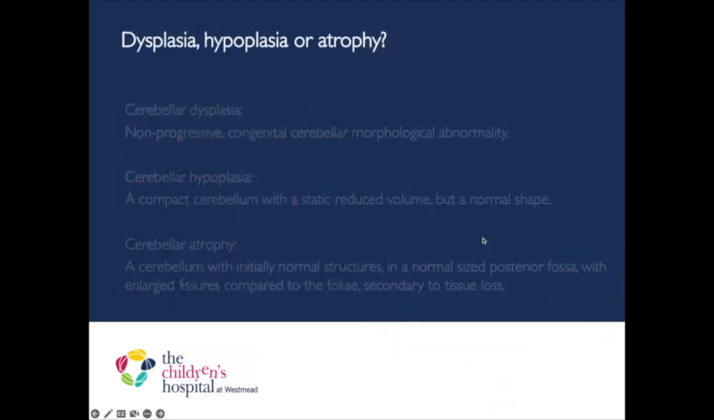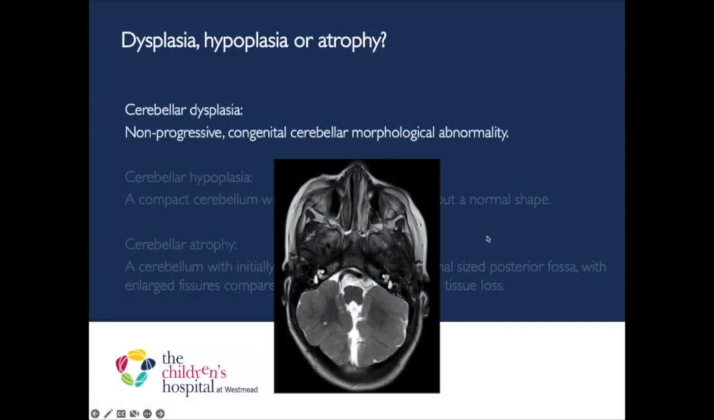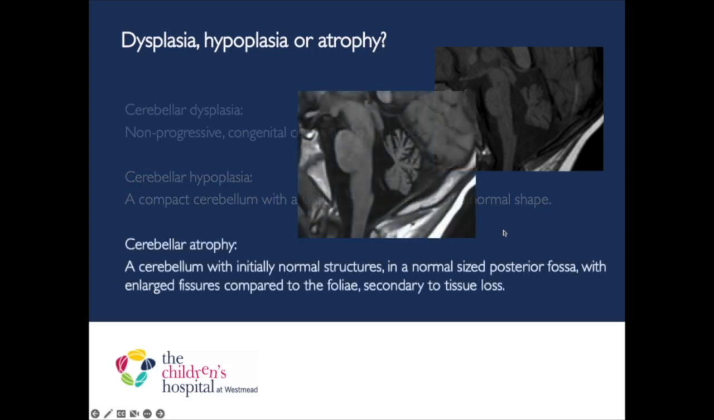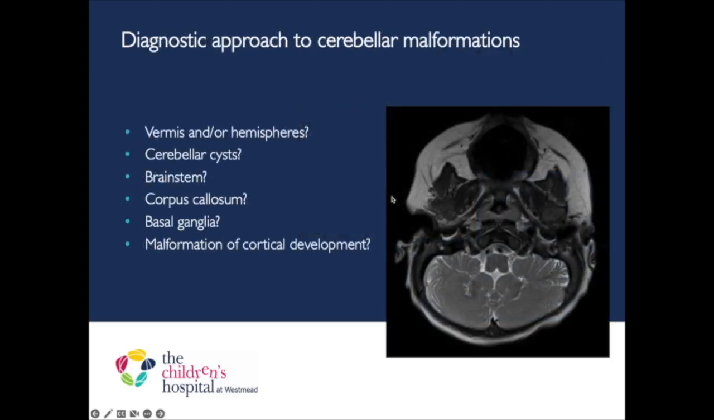All right, some simple definitions that were worth reviewing. Cerebellar dysplasia, which is what I'll be talking about today, or malformation, is basically an abnormal shape of the cerebellum. Cerebellar hypoplasia is a small but otherwise normal cerebellum, and cerebellar atrophy is a cerebellum that was initially normal and then develops enlarged fissures due to tissue loss. And you will probably appreciate that sometimes it's a bit hard to tell the difference between hypoplasia and atrophy, and we might need a follow-up scan to confirm that something is atrophy and not just hypoplasia.